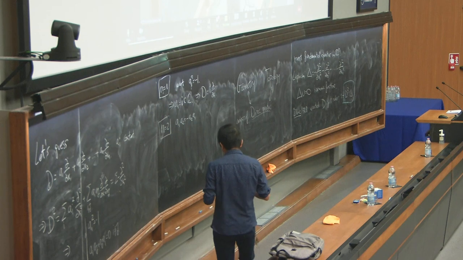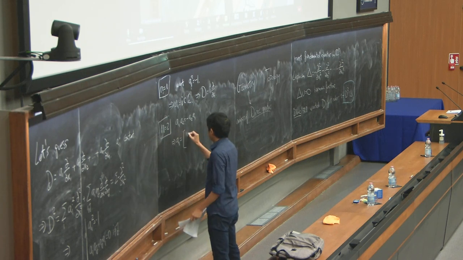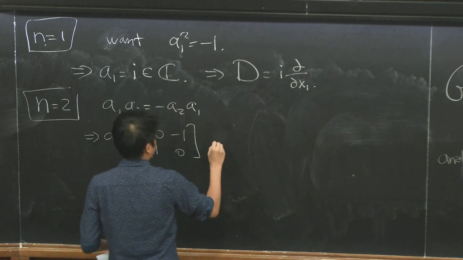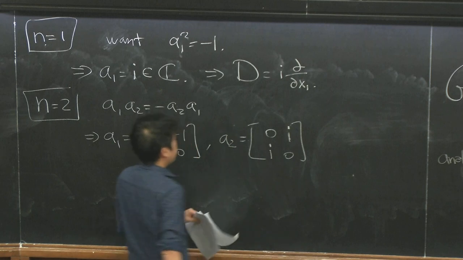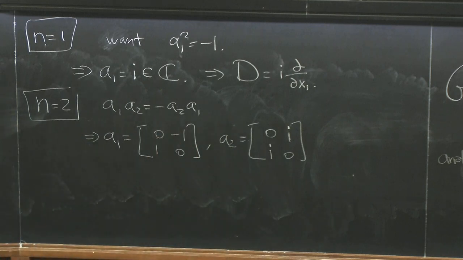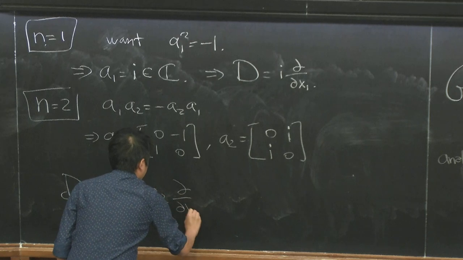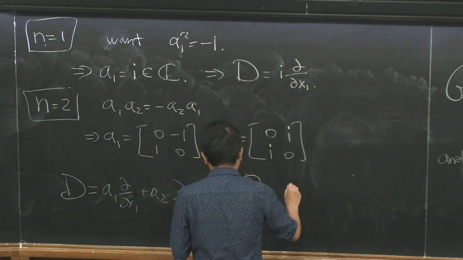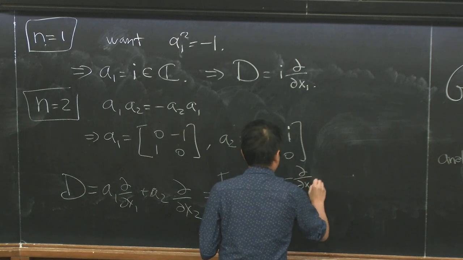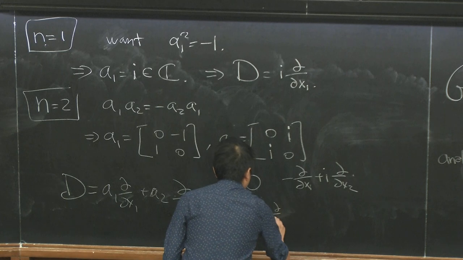So you can set, for example, A1 equals 0 minus 1, 1, 0, and A2 equals 0, i, i, 0. And they satisfy the equations you want. Then your Dirac operator turns out to be A1 d in dx1 plus A2 d in dx2, which is 0, minus d in dx1 plus i d in dx2, d in dx1 plus i d in dx2, and 0.